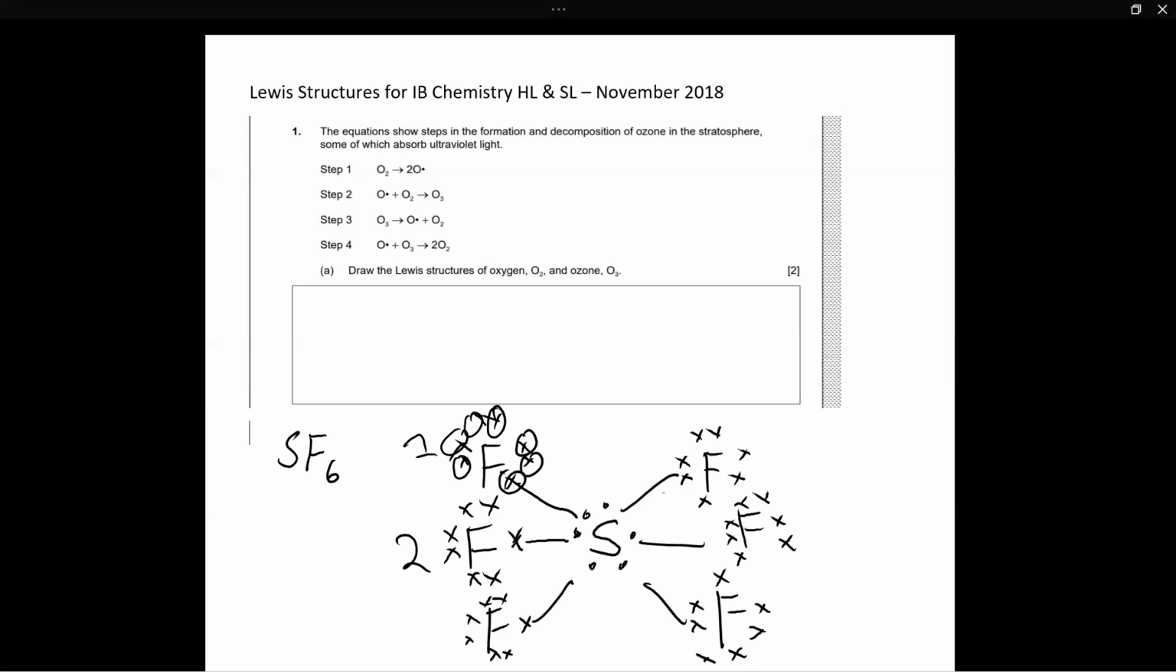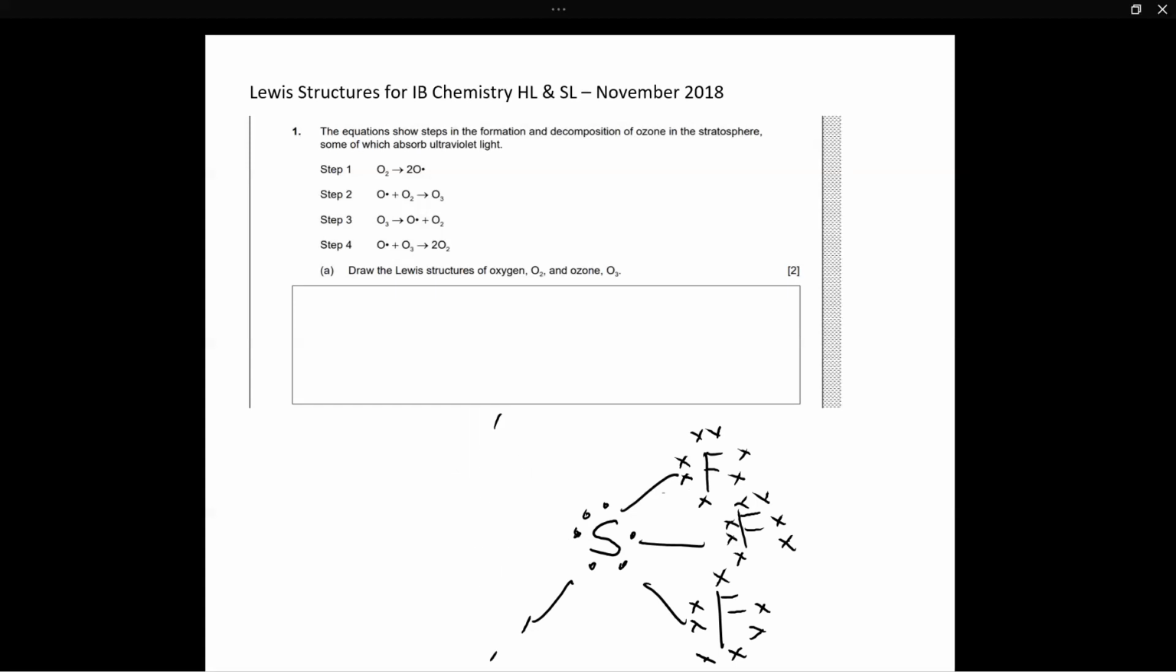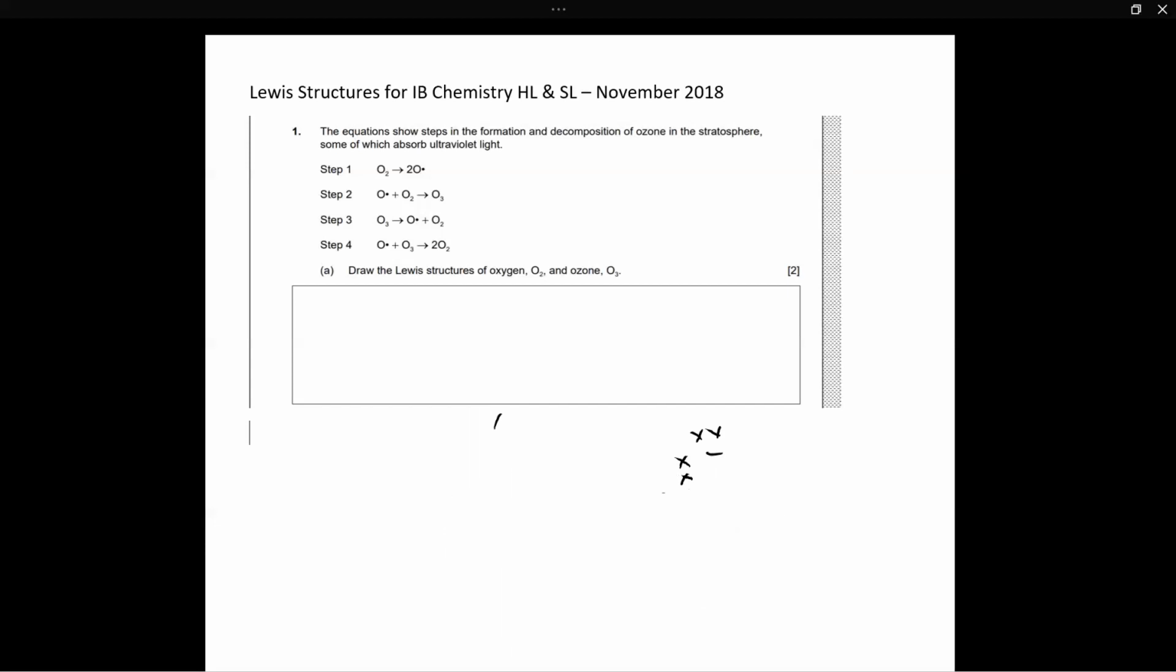So hopefully you have understood the concept of Lewis structures with the few examples I gave you. That is the basics of Lewis structure. And if you know that information, you will be able to crack any question. And I hope that I have done a good job at explaining that to you. Now, one final thing before we go.